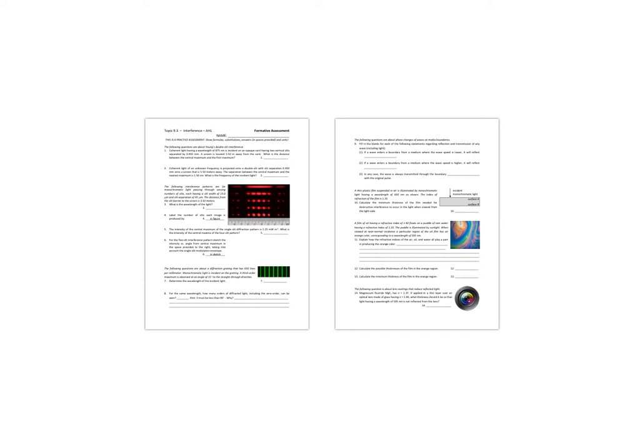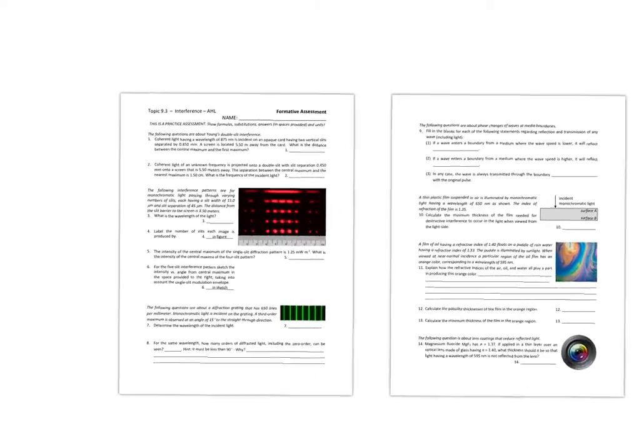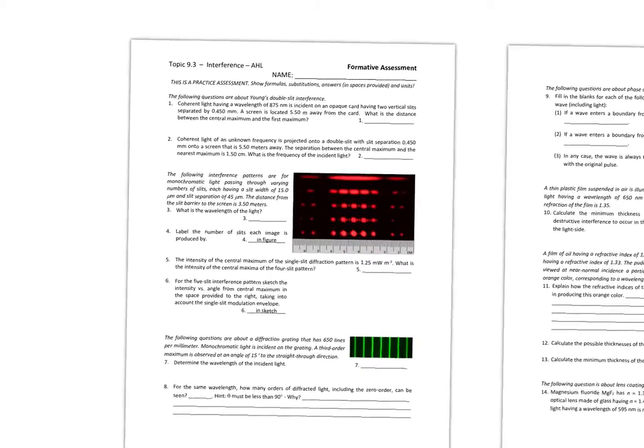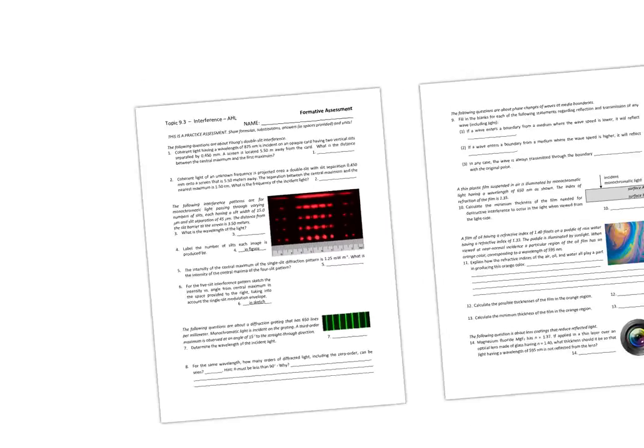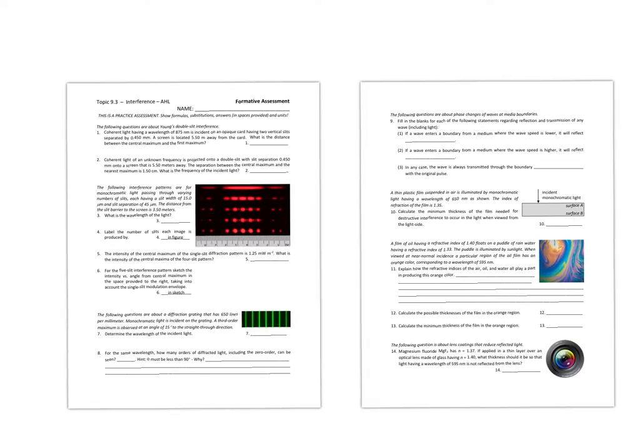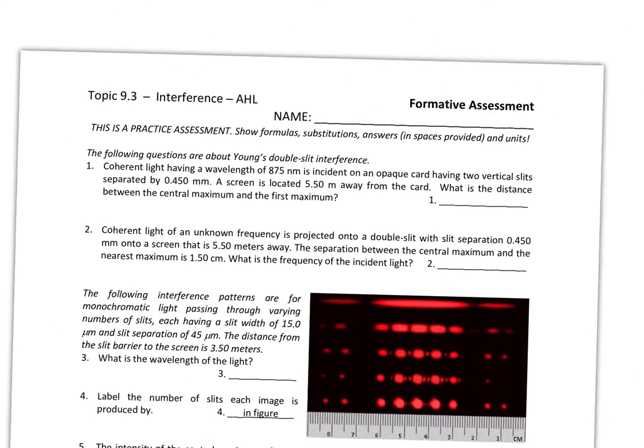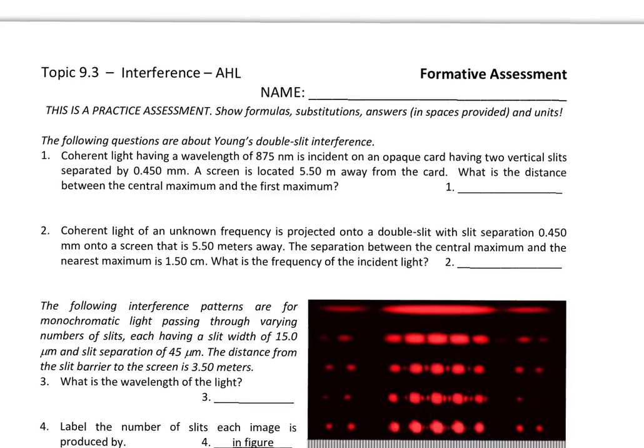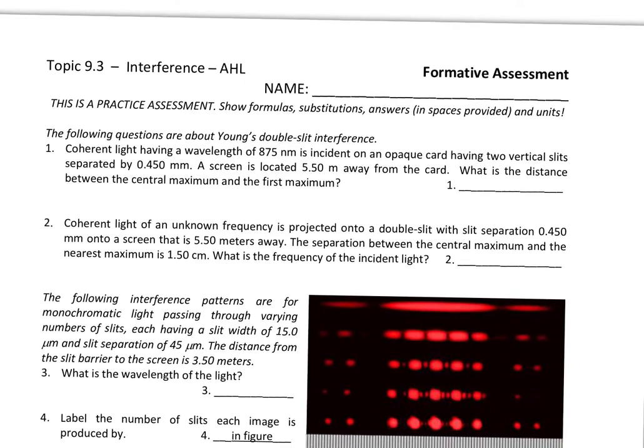Okay, so here's a solution video for topic 9.3 interference, the Mr. G formative assessment situation. So there's 2 pages here. Let's begin at the beginning, and we're talking first about Young's double slit interference.